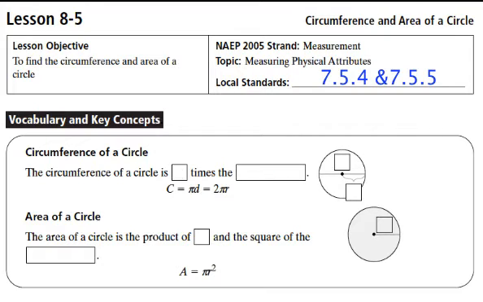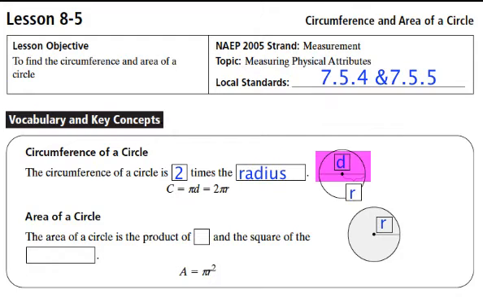Circumference of a circle. The circumference of a circle is 2 times the radius. There's actually 2 different formulas we can use. We can either use circumference equals pi times d, so pi times the diameter, or we can use circumference equals 2 pi r. Either formula is acceptable.